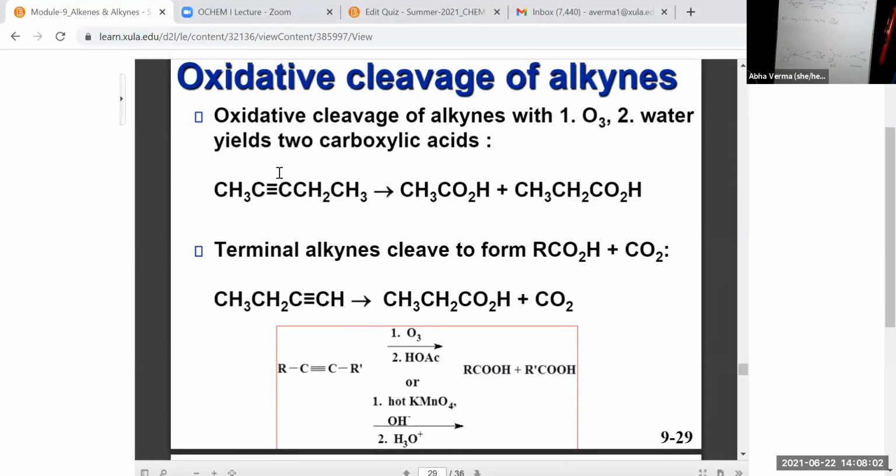How do we do the oxidative cleavage of alkynes? Now, just like we have for our alkenes, we will be cleaving our alkyne also. So right from here. And if you pay attention, I'll put an oxygen here. This is what my oxygen is. I will put an oxygen here also. This is what my oxygen is.